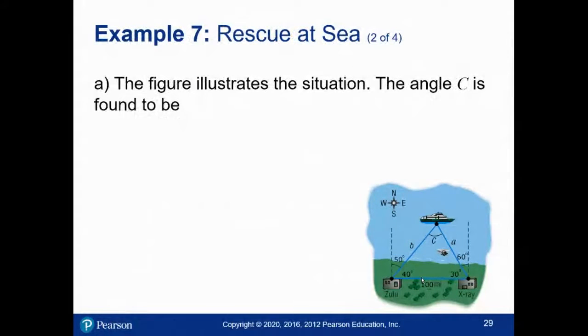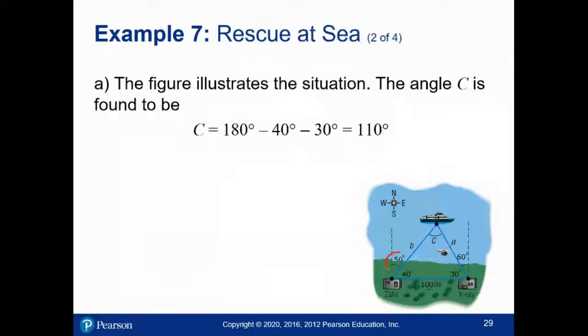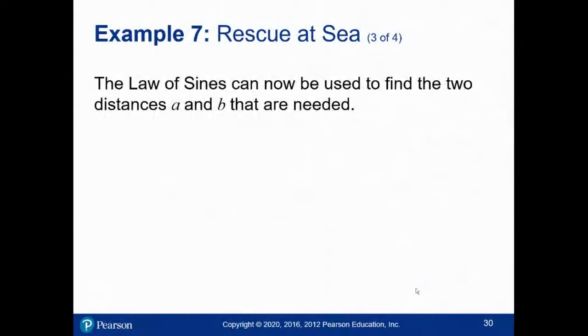All right. So here's the figure with all the same stuff marked. So we complete a triangle out to the ship. Now, the first thing we had to do was, this angle was given to be 50 degrees west of north, which means this angle here is 40 degrees. And since this was given to be 60, this is 30. So we have complementary angles inside the triangle, which we use to find angle C. It's 110 degrees.